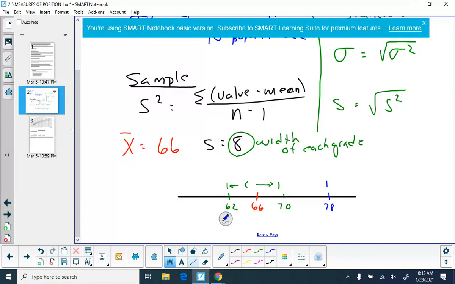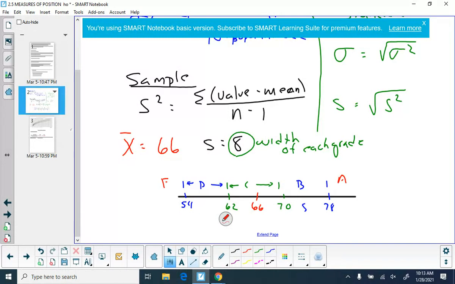I will take another standard deviation. This will be your B's, all the way up to 78. He'll go 8 below to give me 54. These will be the D's. Anything below a 54 will be failing. Anything above a 78 will be an A.